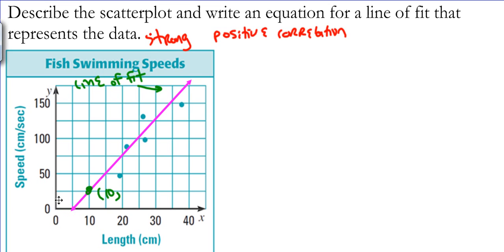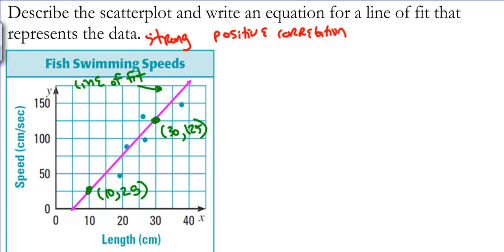10 comma, I must have gone up 25. I can try to go farther away if you can. Got this one, 30 comma 125. And again, I did not pick data points. I picked points on my pink line. Okay, that's what you will need to do as well.